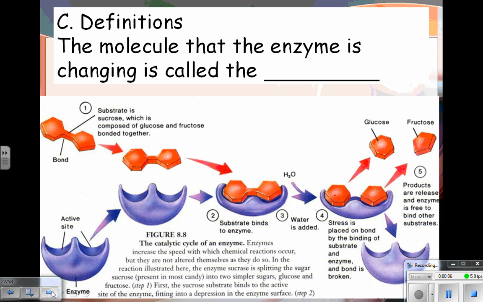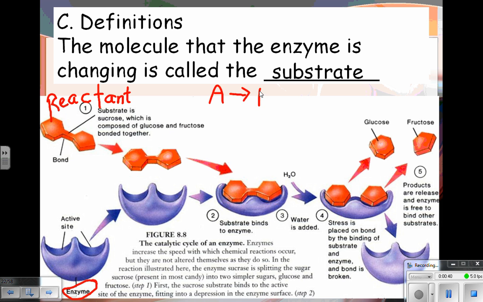Some definitions in enzymes. The molecule that the enzyme is changing is called the substrate. So we looked at this thing right here, which is the enzyme, and it's labeled right here. This is what we called the reactant before. And so when we wrote these equations before, we said something like A is broken down into B plus C.